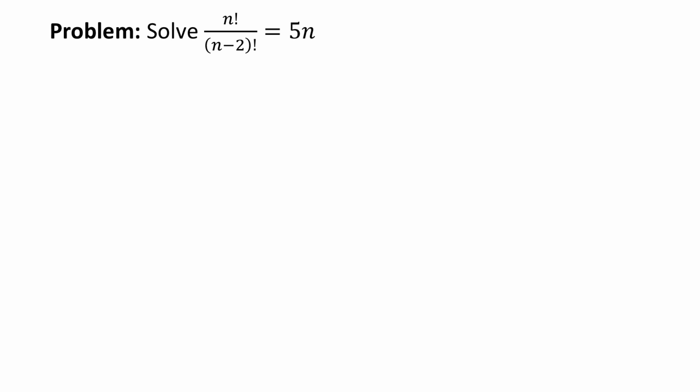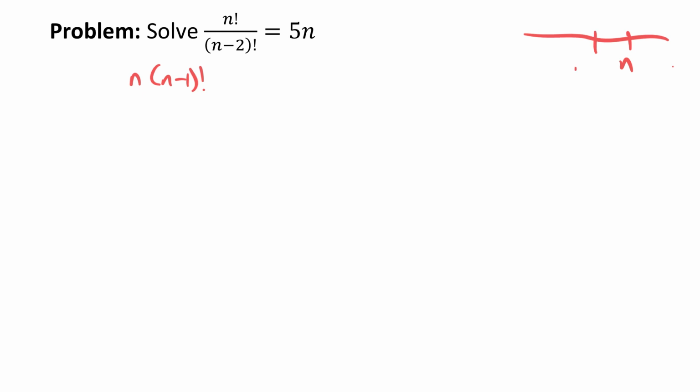All right, pause the video and see if you can solve this one. n factorial over n minus 2 factorial equals 5n. All right, so assuming you gave it a try, we again are thinking about the number n, and we want to break it off. So we could do n times n minus 1 factorial, but that's not going to cancel with the n minus 2 factorial.